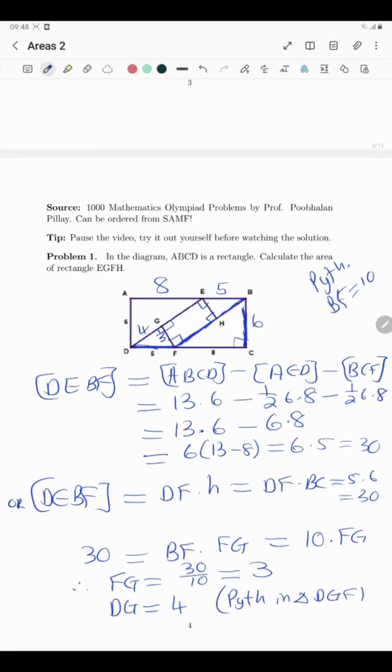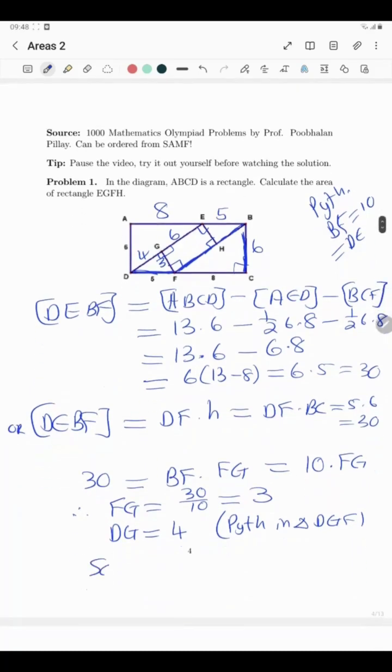So we know that DG is 4 units. And remember, BF is the same as DE, and they're all equal to 10. That means that if DE is 10 units and DG is 4 units, doing a little bit of accounting, we see that GE must be 6 units. So GE must be 6 units. And now we are ready to calculate the area of polygon EGFH.